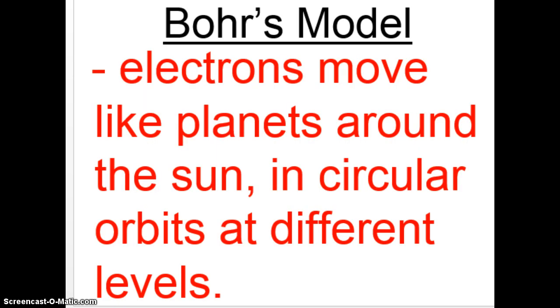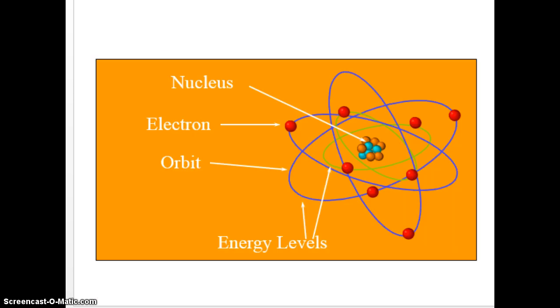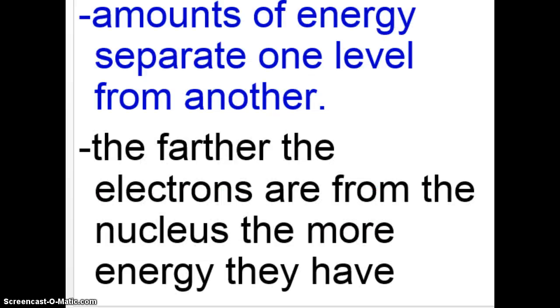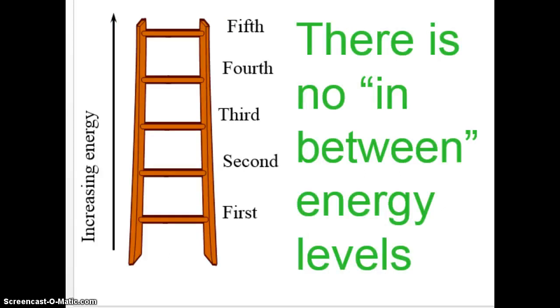So in Bohr's model, he said the electrons move around like planets around the sun. So if you go back to that picture, it looks like planets going around the sun, and the nucleus would be the sun, and a lot of things make sense about it. Now, the farther away the electrons move from the nucleus, the more energy they have. And there are no in-between energy levels. So they're either at one level or at another level.